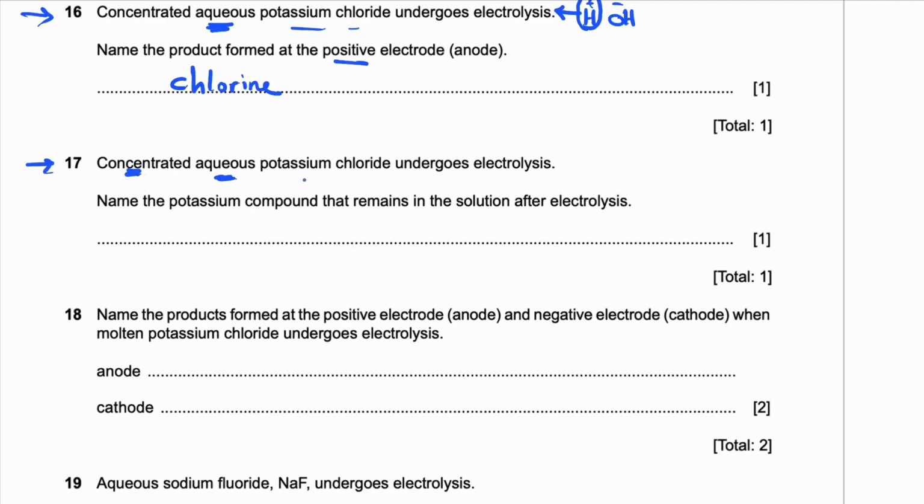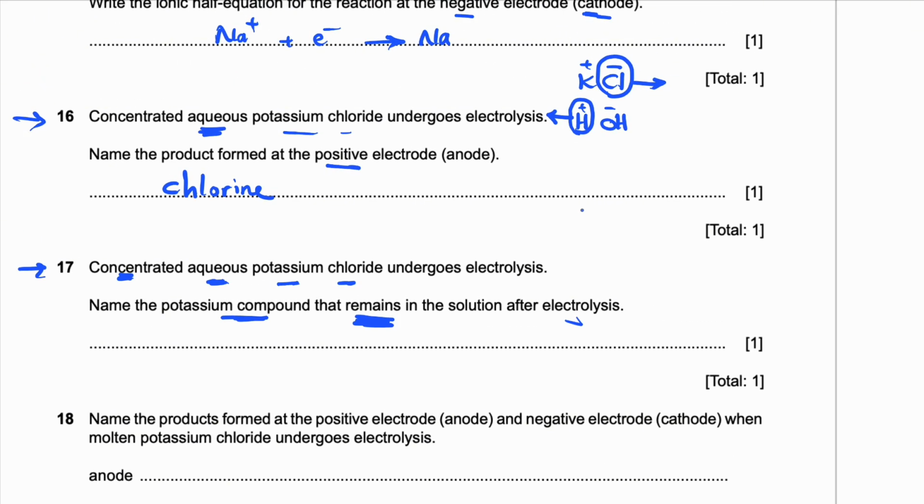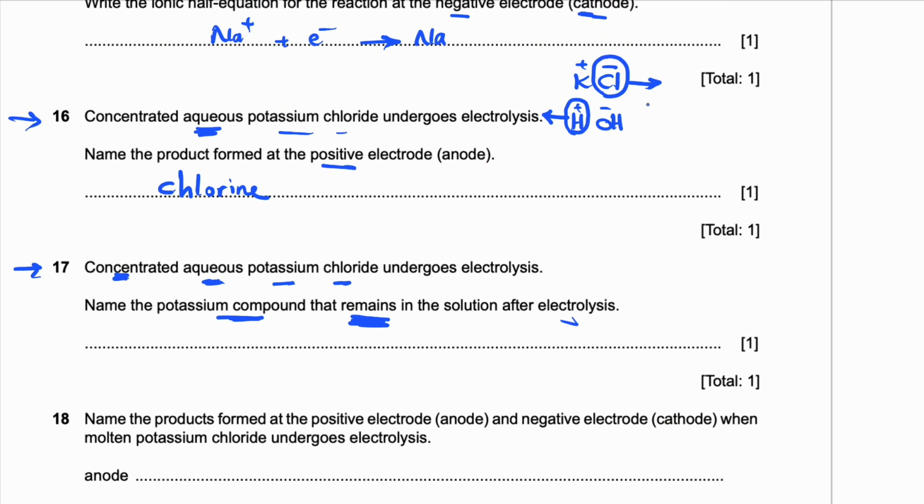Concentrated aqueous potassium chloride undergoes electrolysis. Name the potassium compound that remains in the solution after electrolysis. So once again, we have potassium chloride concentrated. What remains after the discharge of chloride and hydrogen is potassium hydroxide. Since here he is asking you to write the name, no need to write the formula of the compound. So the remaining compound is potassium hydroxide.